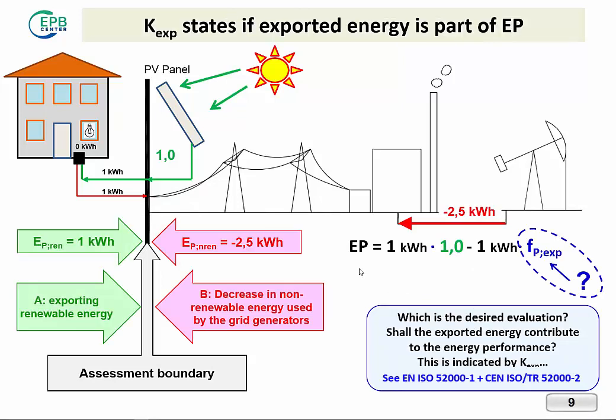So we can summarize by saying that when you are exporting 1 kilowatt hour of electricity, you have two possible points of view: using the cost of generating the exported electricity, or using the effect on the grid of the exported electricity. Both these evaluations are possible and correct, but you have to select which one to use in calculating the energy performance of your building. This is controlled by the K exported factor, and if you need more information, please see EN 52000-1, and don't forget to have a look at the technical report where these issues are illustrated in more detail.